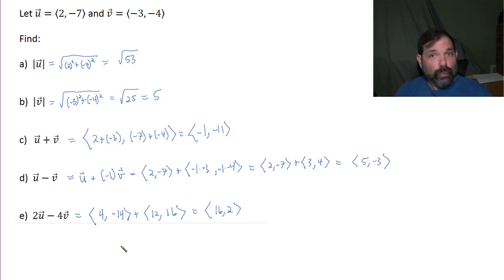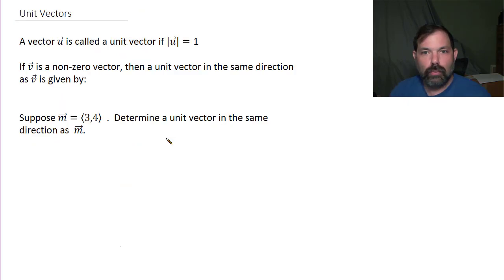So that's the basic arithmetic of vectors. That's how we add them, scale them, and how we find what's called the magnitude or the norm of the vector. Now we're going to focus on a special type of vector, something that's called a unit vector. So a unit vector is something that has magnitude 1. So a vector has some magnitude, but a unit vector is going to be in the same direction but have a magnitude of 1.